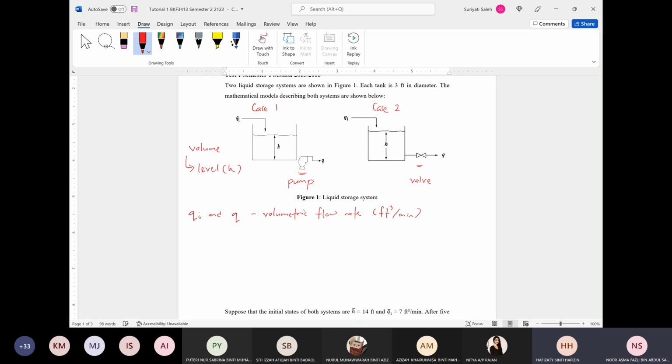In this case, there are two additional pieces of equipment installed at the exit flow rate, which are the pump and the valve. Normally the pump and the valve have different functions. Normally the pump will give a continuous flow rate, or sometimes a fixed flow rate.